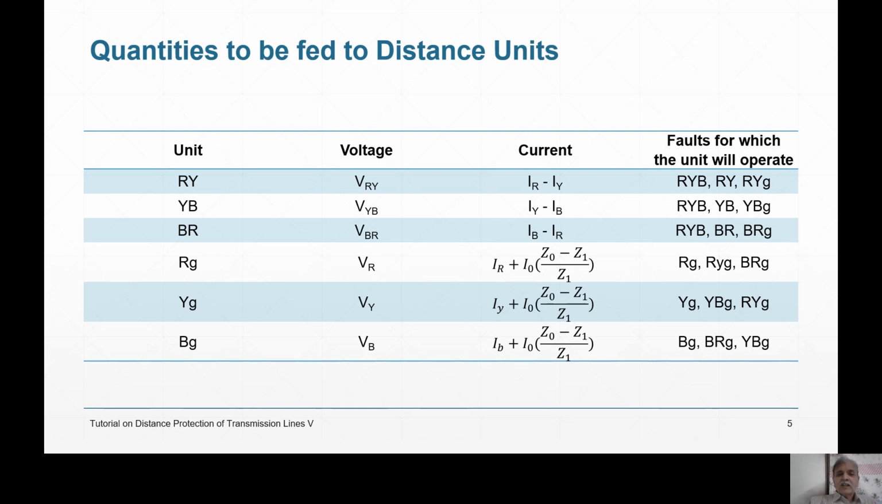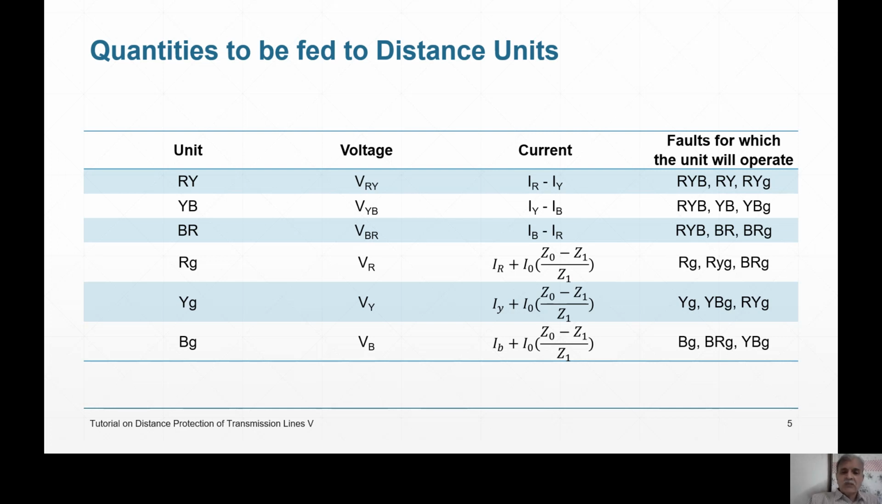And the RG unit, you will have to feed. What I'm trying to tell is that for the YB unit, if you feed VRY and IR minus IY, it will not result in Z1. You will have to feed VYB and IY minus IB only. For a BR fault, if you feed VYB and IY minus IB, it will not result in Z1. You will have to feed VBR and IB minus IR only.